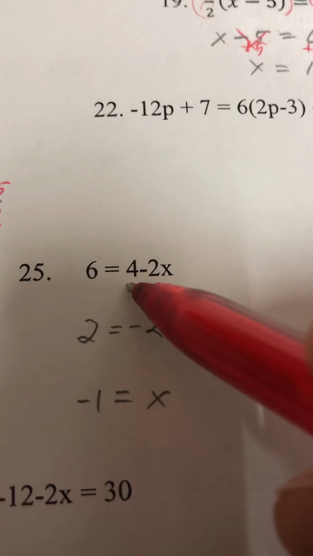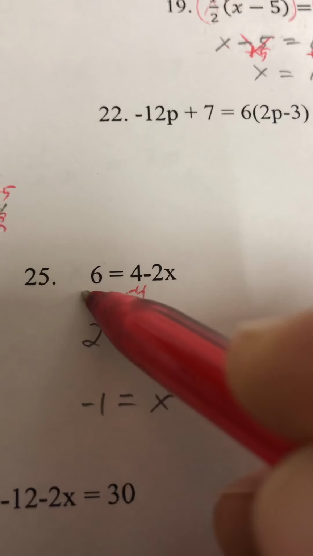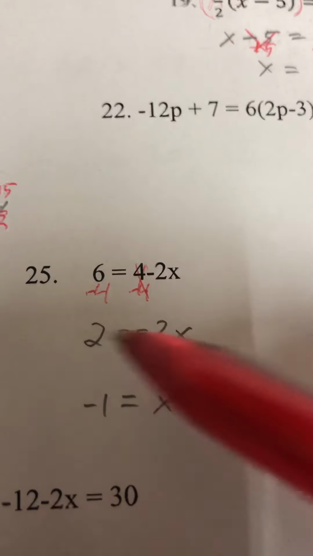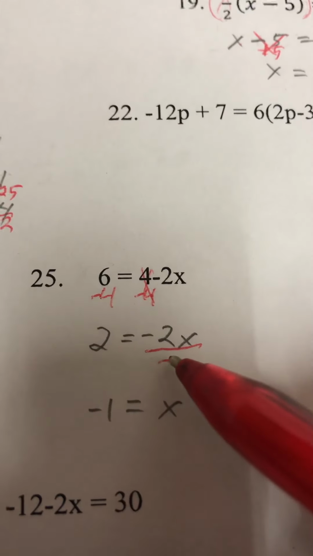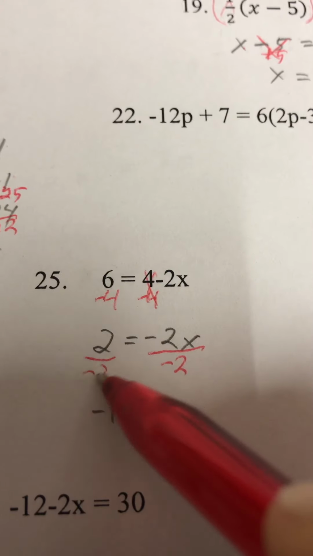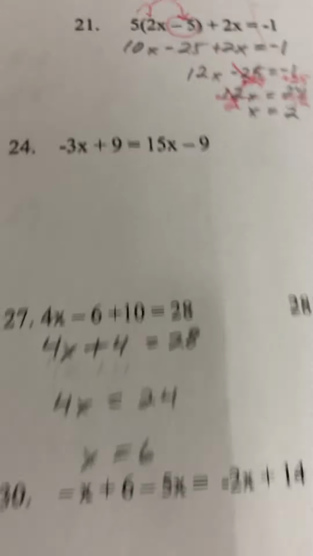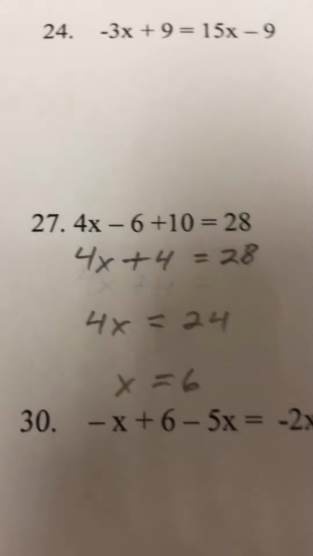Okay, I subtracted 4 from both sides. 6 minus 4 is 2. I divide both sides by negative 2. Let's cancel out. I get negative 1 equals x. 27.